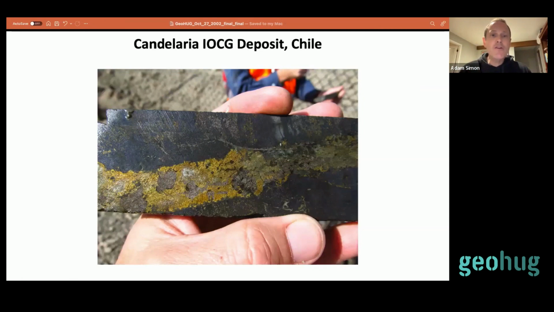So now let's switch gears and look at some general characteristics of iron oxide copper gold deposits. So this is a half drill core from the Candelaria IOCG deposit in Chile. This is the largest IOCG deposit in the Americas, the Western Hemisphere. And what you're looking at here is the top and the bottom of the drill core is massive magnetite. And that massive magnetite is cut by this vein of chalcopyrite, pyrite, additional magnetite, and actinolite, and some small amount of apatite.